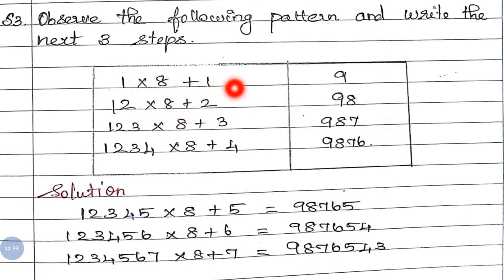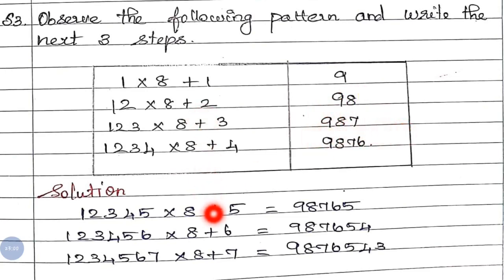1 into 8 plus 1. 8, it is not changed. Everywhere we have got the same 8. And here it is increasing: 1, 2, 3, 4, likewise. And just look here. Here also it is increasing. First they have given 1. Then 1 and 2, then 1, 2, 3, then 1, 2, 3, 4. And just look at this, here it is decreasing. In descending order they have written 9, 98, 987, 9876.